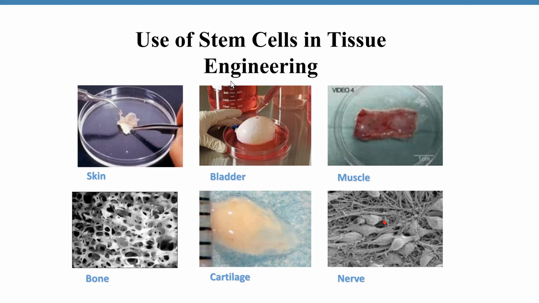And we use stem cell tissue engineering, where we can grow tissue and replace the tissue that is damaged. And here are some successful results shown here. We can grow skin from stem cells, bladder, muscle, bone, cartilage, and nerve.